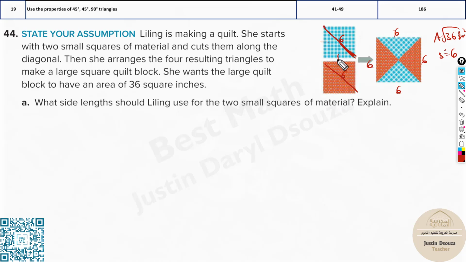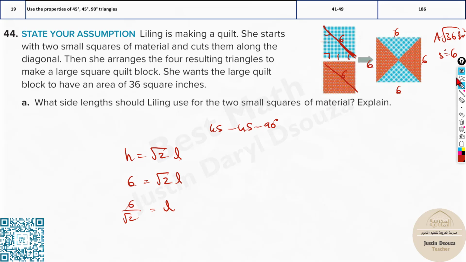How do we find these? Now since it's a square, this is 45 degrees, and 90 degrees. It is a 45, 45, 90 triangle. And over here we have only a single formula for 45, 45, 90. That's hypotenuse is given as square root 2 times L. And we know the hypotenuse is 6, right? So how do we find the length? Just divide. 6 divided by square root 2 is L.